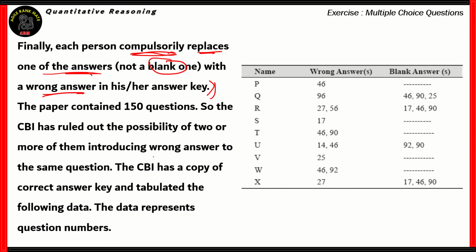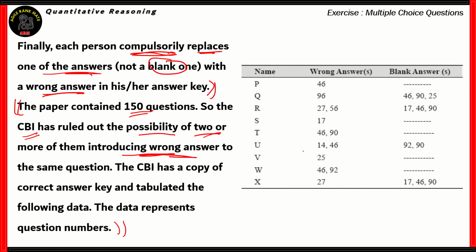Now let's look at the fourth paragraph. The fourth paragraph starts from "the paper contained 150 questions," and it ends until "the data represents question numbers." Now over here, the paper has 150 questions. That's not important. But what is important is that the CBI has ruled out the possibility of 2 or more of them introducing the wrong answer to the same question. And again, another important fact is that the CBI had the correct answer key and they tabulated the following data. So we have the table thanks to the CBI tabulating these things.